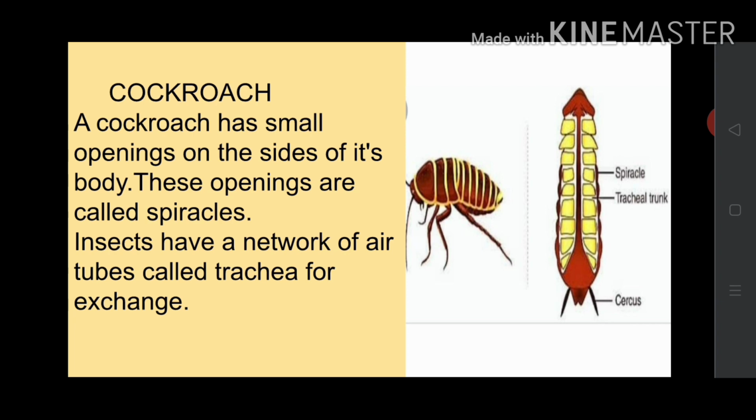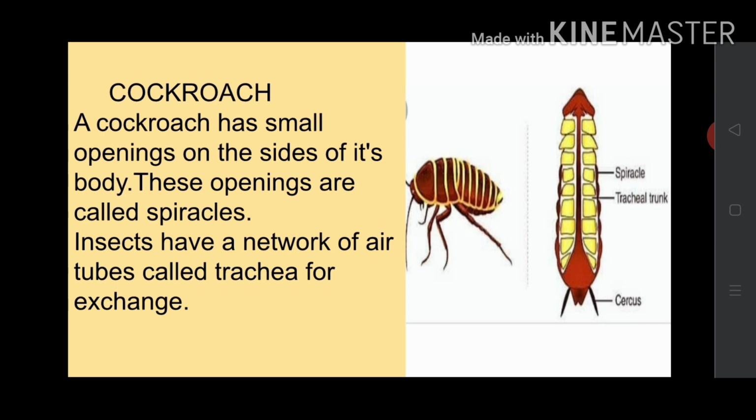Insects have a network of air tubes called trachea for gas exchange. The function of trachea is exchanging the gases. Oxygen-rich air rushes through the spiracle into the tracheal tube, diffuses into the body tissue and reaches every cell of the body. Similarly, carbon dioxide from the cells goes into the tracheal tube and moves out through the spiracle.